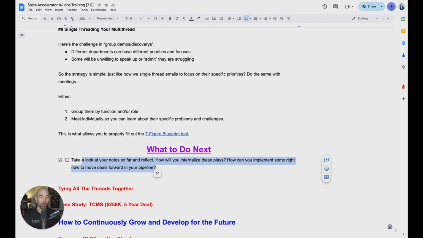Right now to deal Y or Z, right? Look through your pipeline and be like, okay, what are some of these plays I can run literally right now to make this happen for my deals? Okay, so a quick state of the union, right?